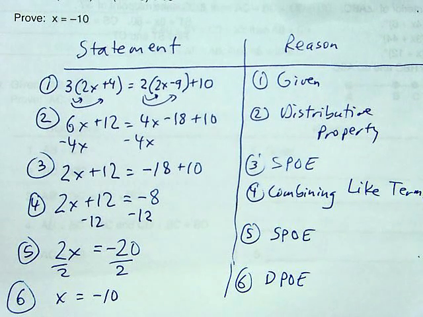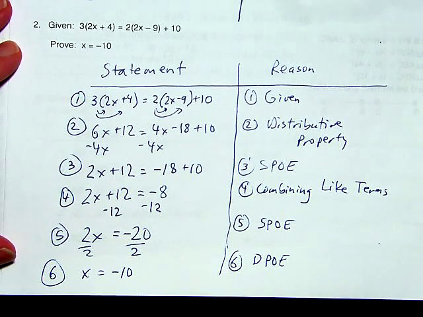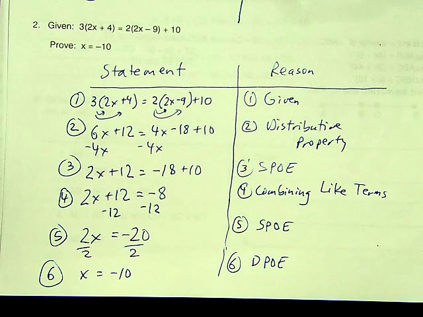So this is the proof. This is the algebraic proof with statements and reasons. And I think that you probably will have no trouble making sense of this.